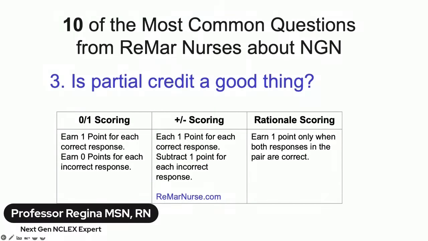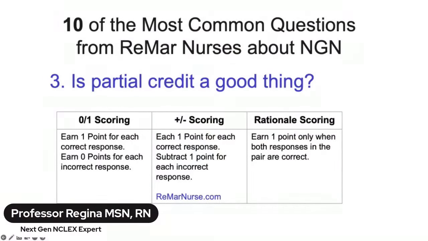So let's go back to this. It is extremely important for you to know that there are three ways that partial credit will be recognized for the candidate taking the NextGen NCLEX. The first is 0-1 scoring. 0-1 scoring means that there will be 1 point for each correct response and 0 points for each incorrect response, okay? So that's good partial credit, right? If you are able to get 4 points for one question, but you only choose two correct answers, then you can get 2 points.